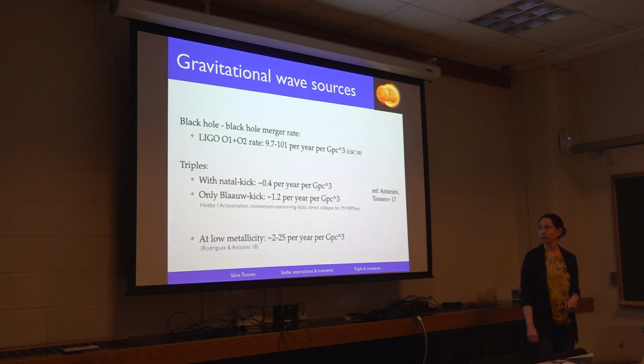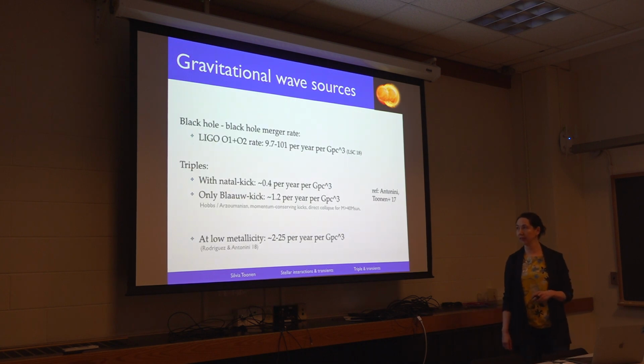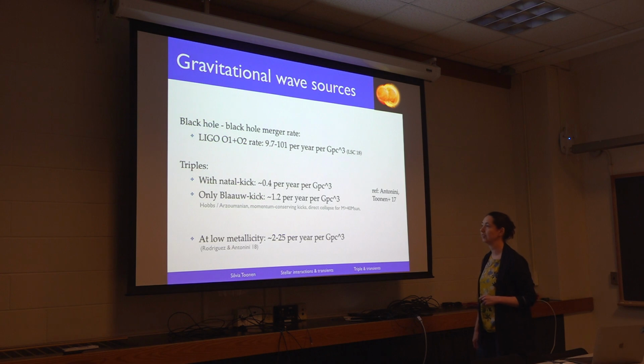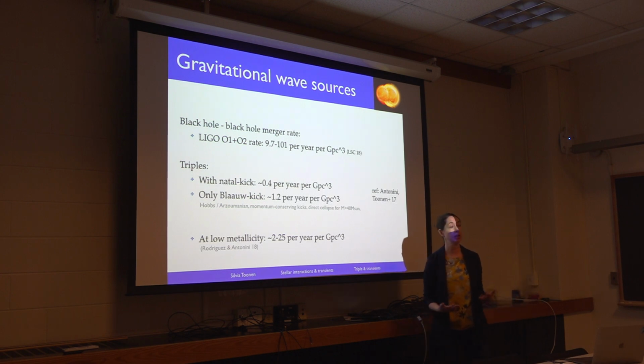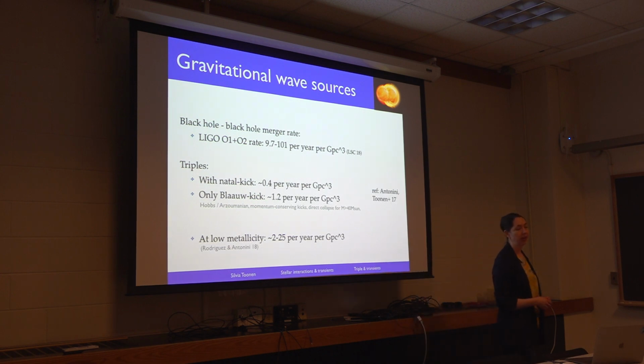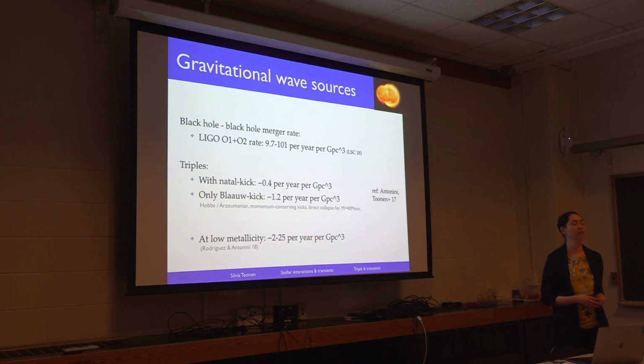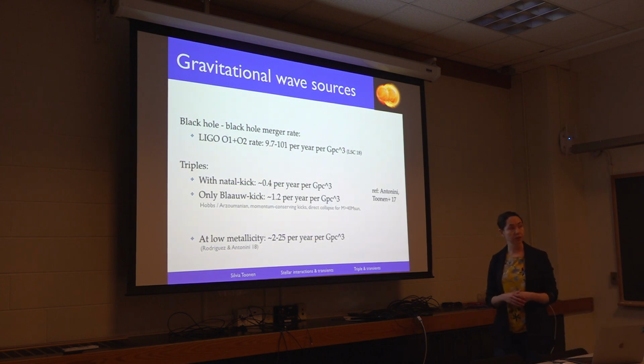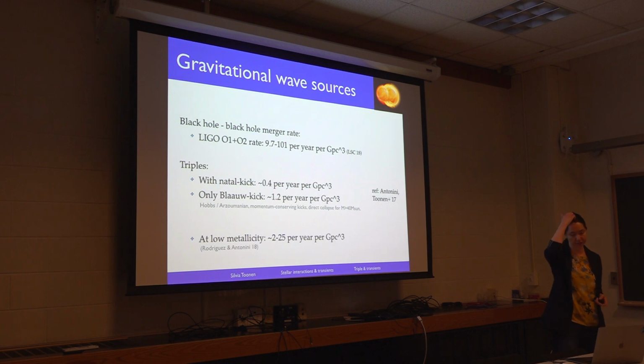The rate that we're finding for these systems at solar metallicity is about 1 per year per gigaparsec cubed. And if you go to lower metallicity, Carl and Fabio showed that the rate goes up by an order of magnitude. So these numbers are comparable to the rates that we expect from stellar clusters.